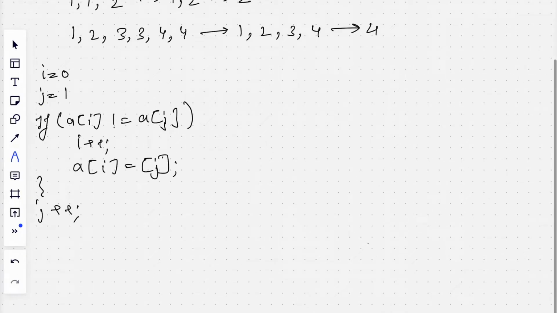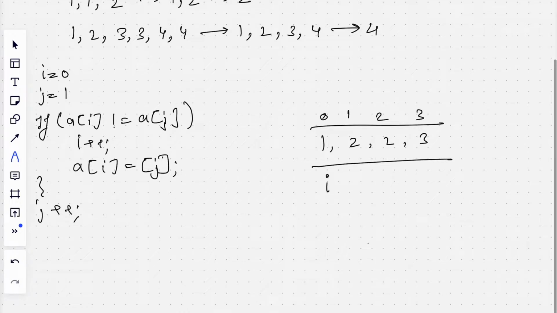Now let's look at a dry run for one of the inputs. Let's take the input as 1, 2, 2 and 3. Indexing is 0, 1, 2, 3. Currently i is at 0 and j is at 1. They are unequal. We'll increment i and copy the value from j to i. It will remain the same. And at the end we'll increment j.